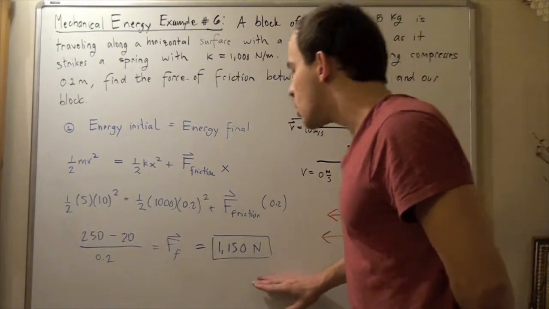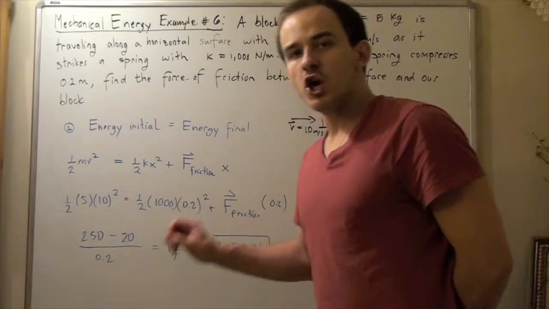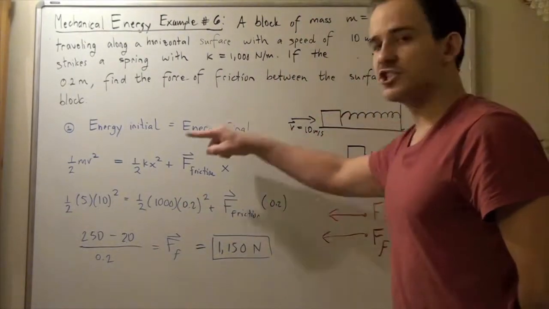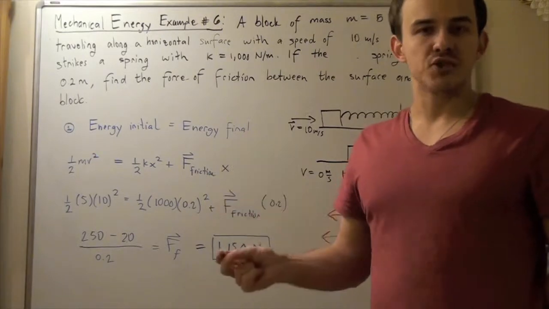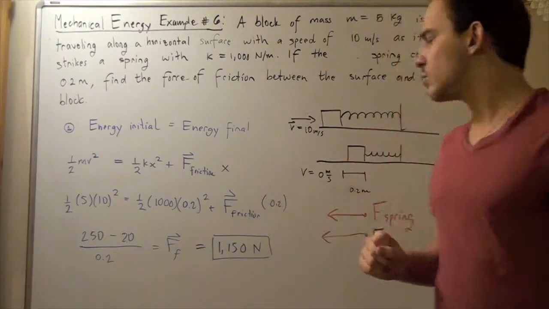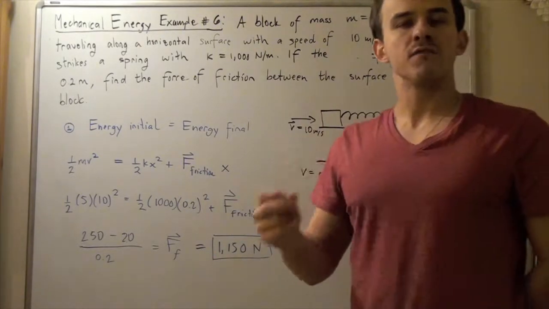newtons. So this is our force of friction, which points in this direction, opposite to our initial motion of that object, which also points in the same direction as the force of the spring.